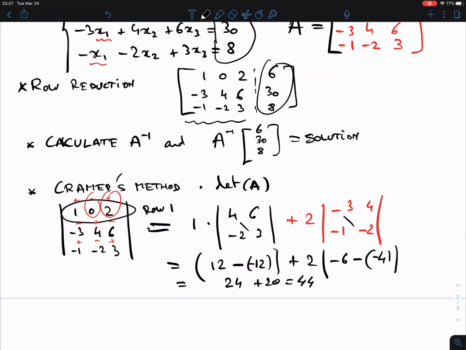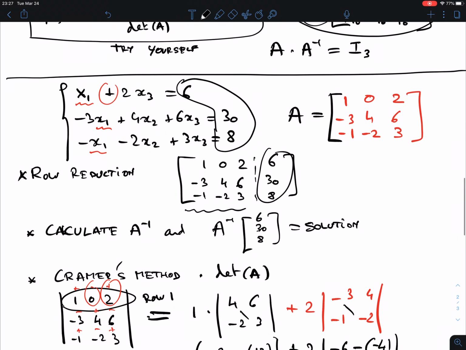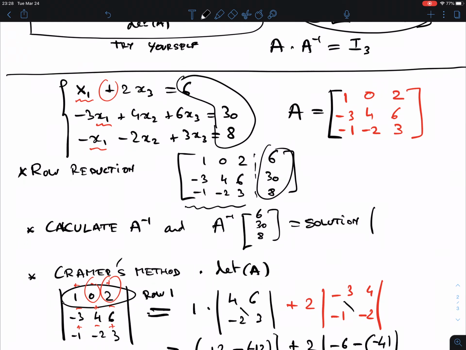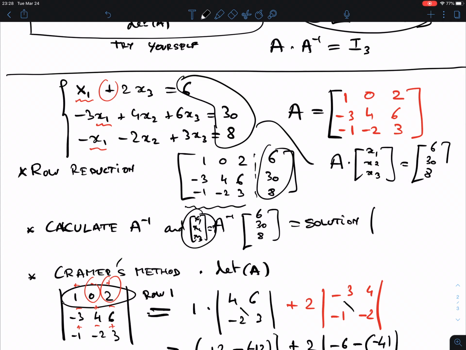But we're going to calculate more determinants. And so remember, what I'm trying to find is the solution, which we can denote here as x1, x2, x3, right? That is what we want. We want to find this. Remember, if you have this matrix, then this says that A times the column x1, x2, x3 is equal to this column 6, 30, 8. That's what it means to be the matrix of a system of equations.